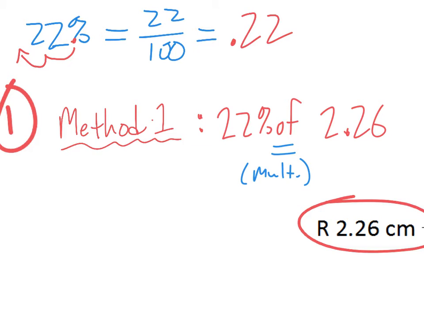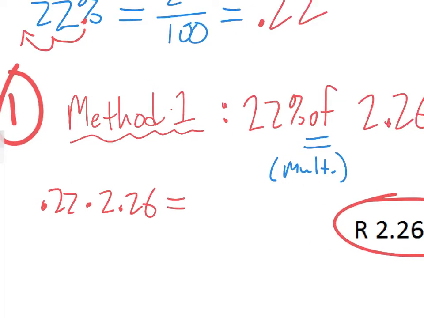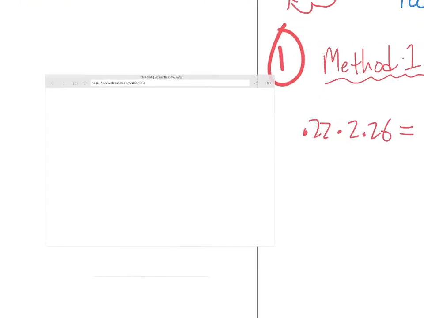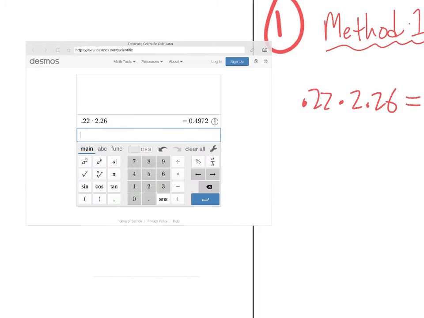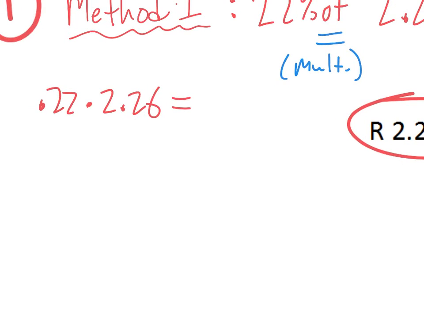So we can say, let's find 22%, so 0.22 times 2.26. Okay. So we can come over here, our calculator, and we can multiply 0.22 by 2.26, and we get 0.4972. Okay, so 0.4972. So that is 22% of 2.26 centimeters there.